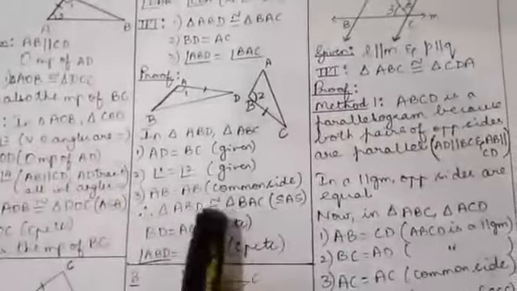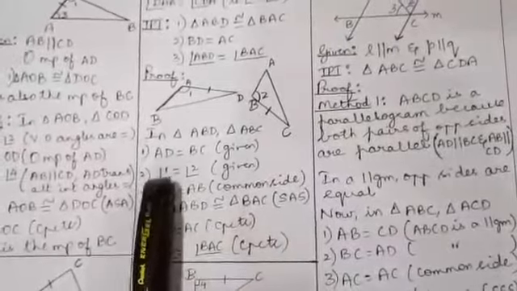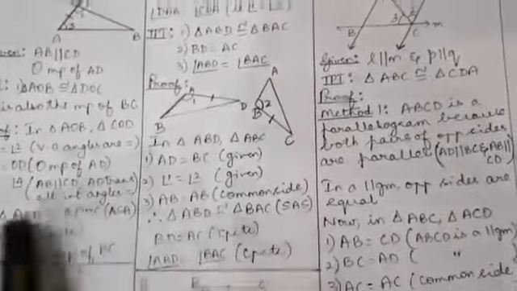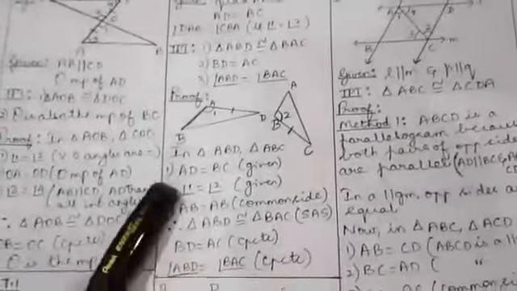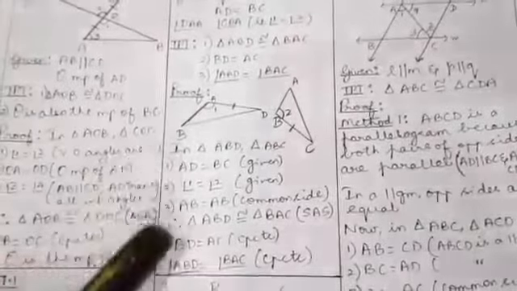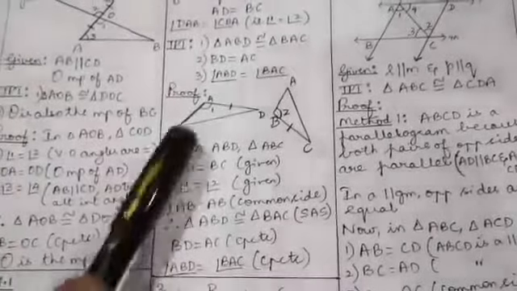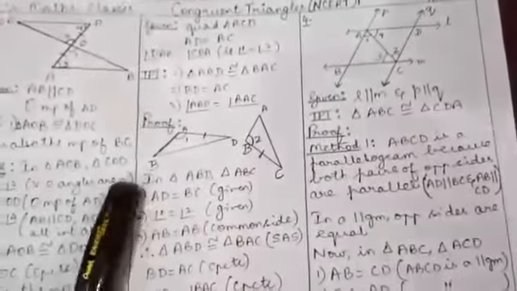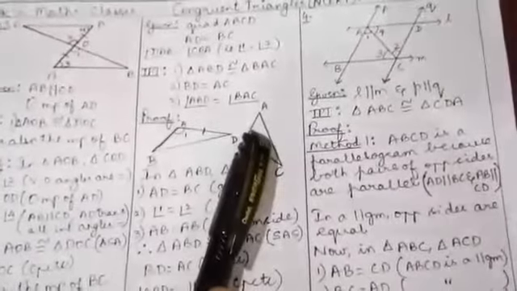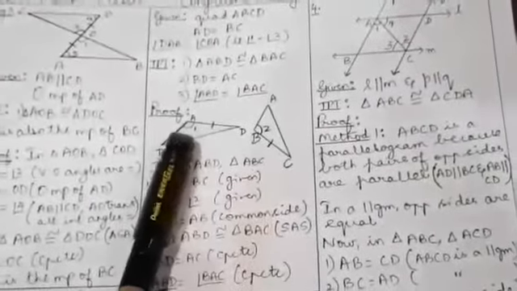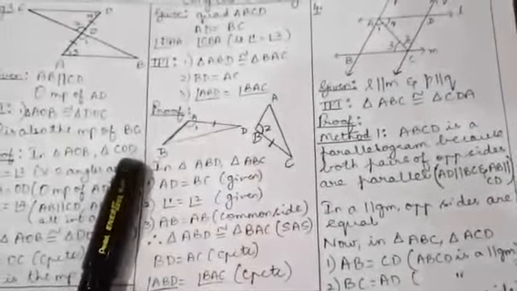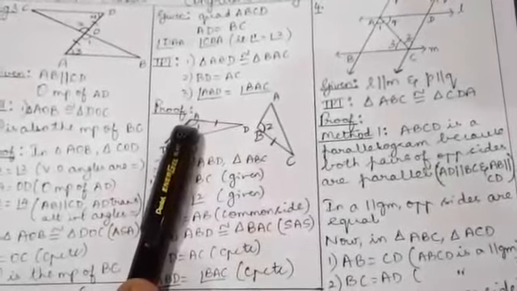So the next task is to check if angle 1 and angle 2 are the included angles. So is angle 1 contained by the sides AD and AB? Let's go back to the triangle. Angle 1, is it contained by AD and AB? Yes. Angle 1 is the angle included by the sides AB and AD. Recall, the arms of angle 1 are AD and AB, which means angle 1 is the included angle.